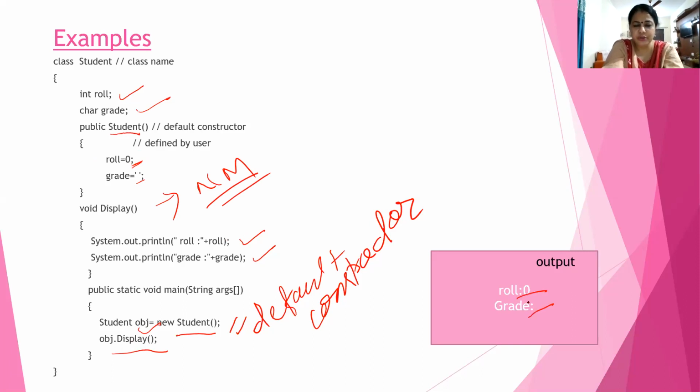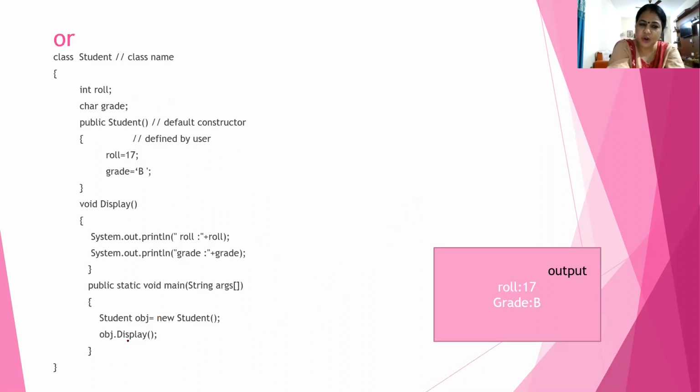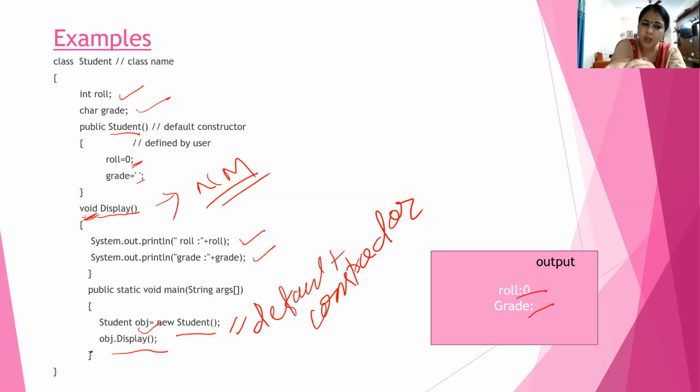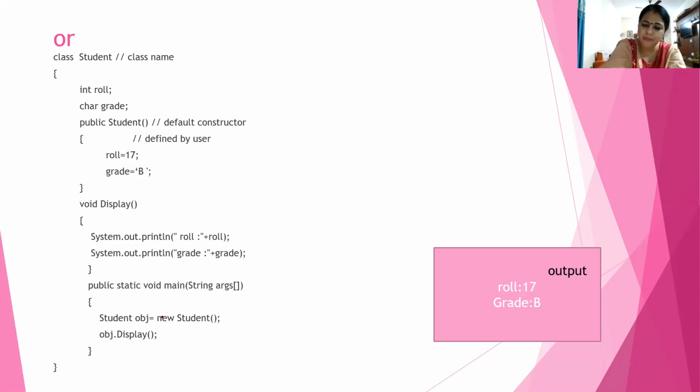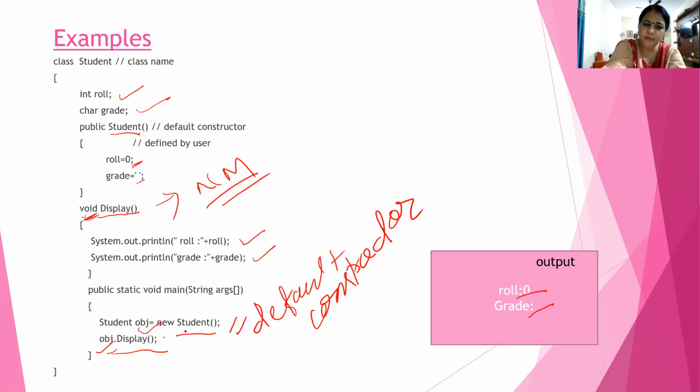Here I want to differentiate the normal method from the constructor. Look here: the normal method is not the same as the class name. It has a return type. It does not return anything, so we have mentioned it as void, and it is called through the object. Now look at the constructor method. It is the same as the class name, and it is called by new. So you can differentiate the normal method from the default constructor.